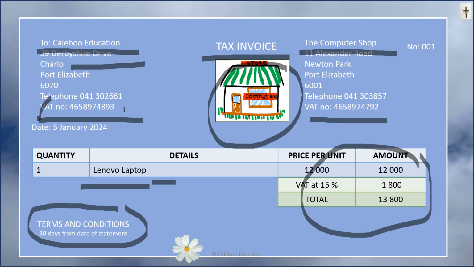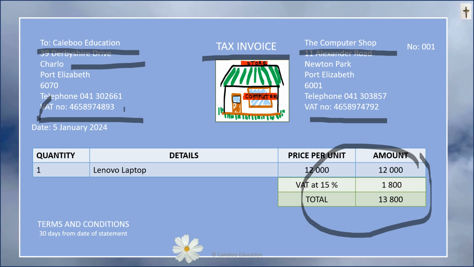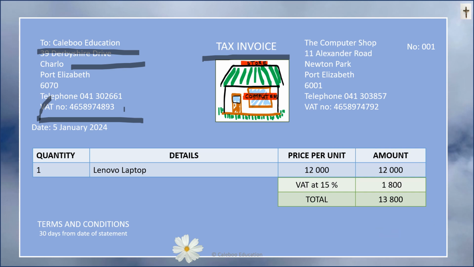Now what I'm going to do just quickly is maybe just refresh your memories. I'll run through all the different items that are recorded on this document and what makes it a valid tax invoice.